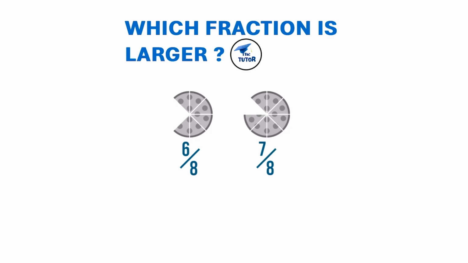Which fraction is larger? It's quite obvious 6 over 8 is smaller than 7 over 8. Here it is pretty simple because they both have common denominator 8. And as per the image, of course it's quite obvious that 7 over 8 is greater than 6 over 8.